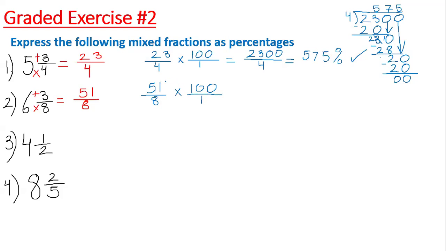We say 51 times 100 is going to be what? 5,100, all over what? Over 8. Now we have to divide. So we say 8 into 5,100.